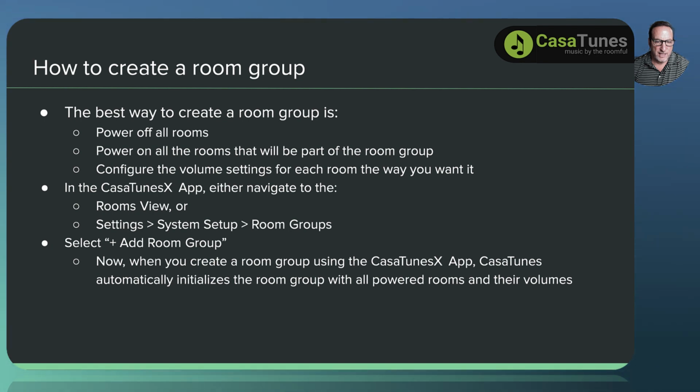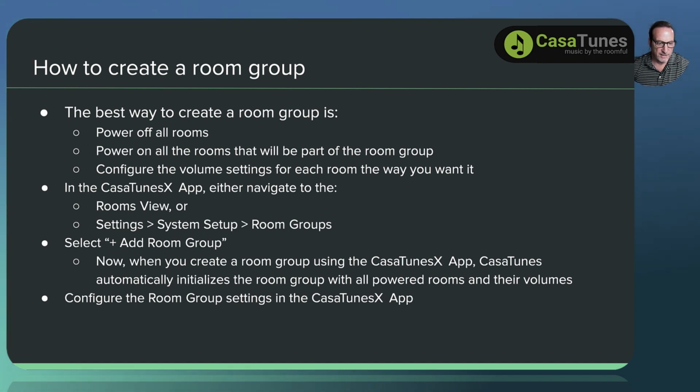And when you create a room group using the CasaTunesX app, CasaTunes will then automatically record or initialize the room group with all the powered rooms and their volumes. So it's a quick way to record the room group the way that you want it, with the volume levels that you want. And then you can further configure the room group settings in the CasaTunesX app.